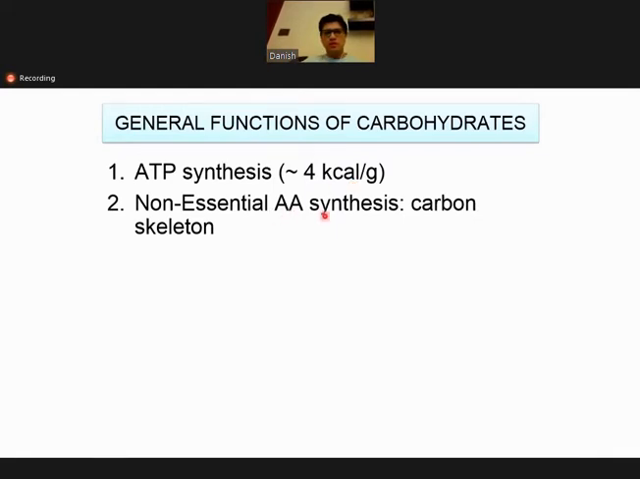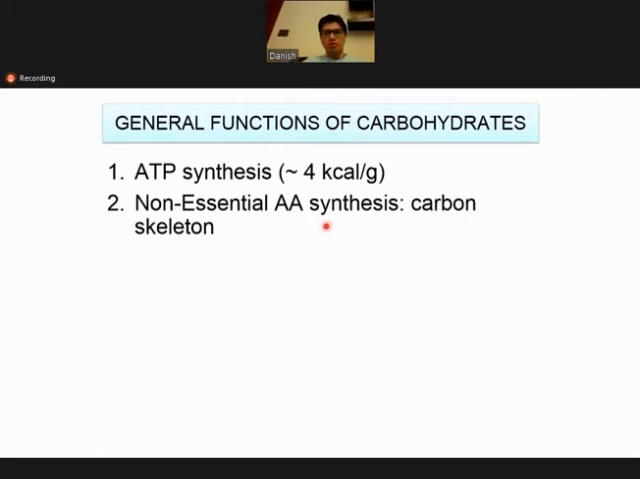The non-essential amino acids can also be synthesized from carbohydrates within our body through their carbon skeletons. So carbohydrates provide the carbon skeletons from which non-essential amino acids are synthesized. And if you remember the structure of an amino acid, it has a central carbon to which on one side we have a carboxylic group, and on the other side we have the amino group.